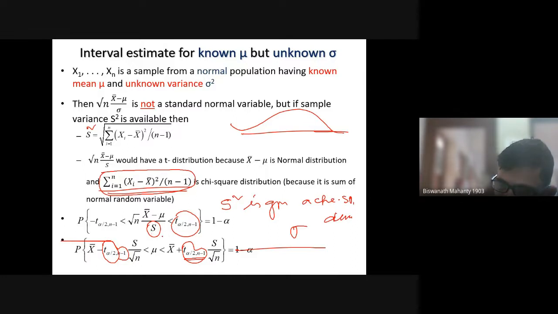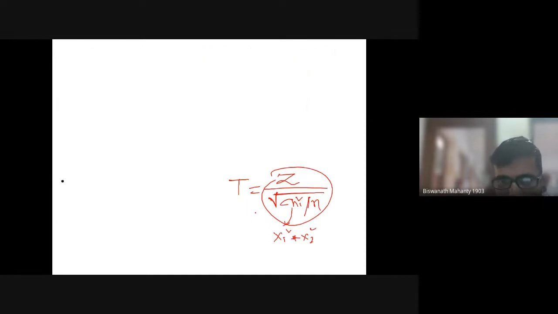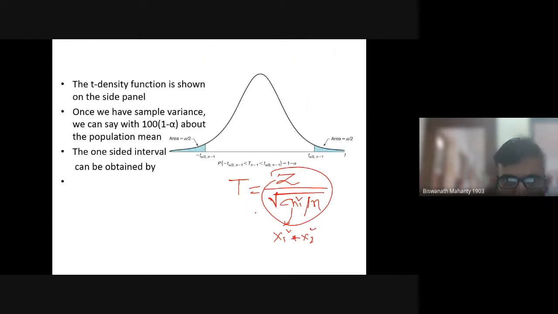This is no longer Z. This is a new distribution, and that is called T distribution. That's all. Now all other aspects will remain unchanged. Nothing is going to change for you. The same story will come.